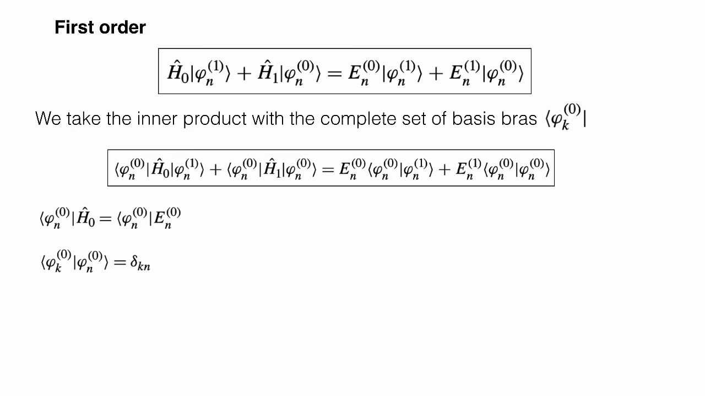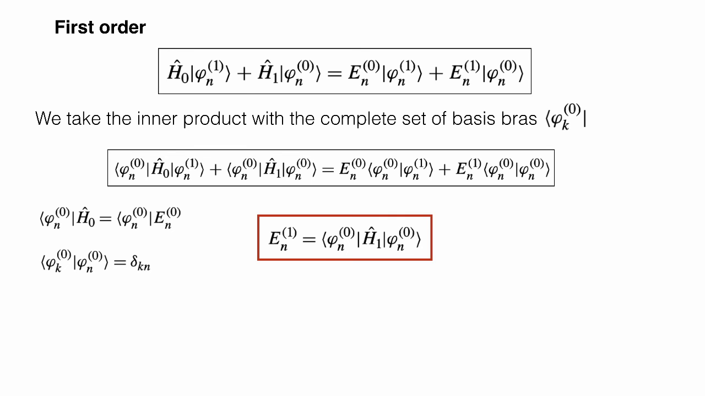All right, so that allows us to simplify things quite a bit. In fact, it allows us to simplify the second equation that's in the black box to the equation in the red box. And we find something that's interesting. We find that the correction to the energy to first order is nothing else than the expectation value of the perturbation Hamiltonian H1 for an eigenstate of H0. So this is what this equation means. So that's an interesting result.